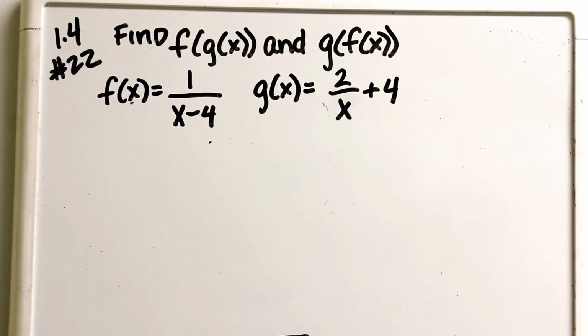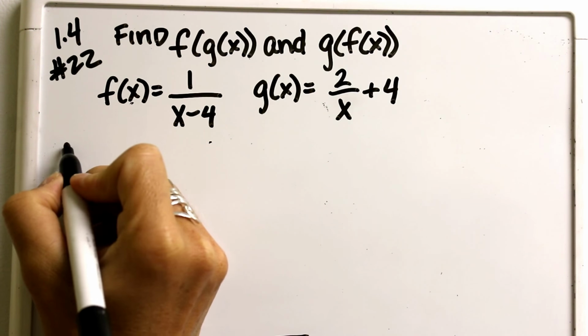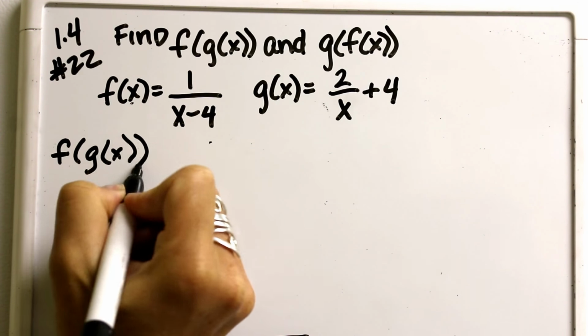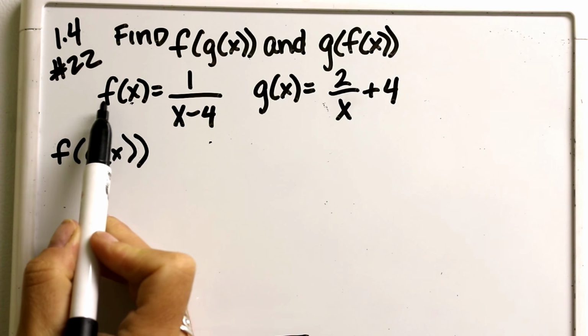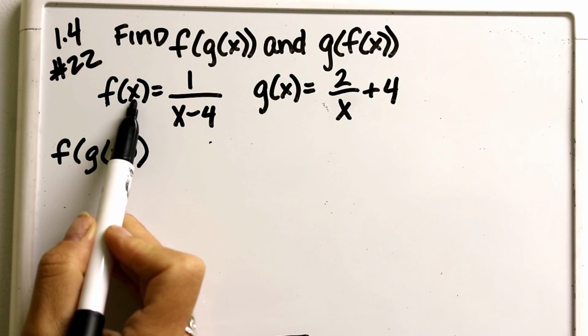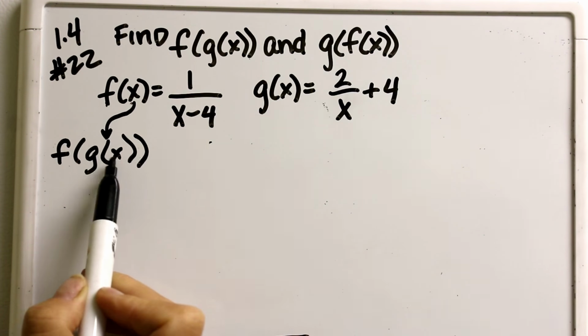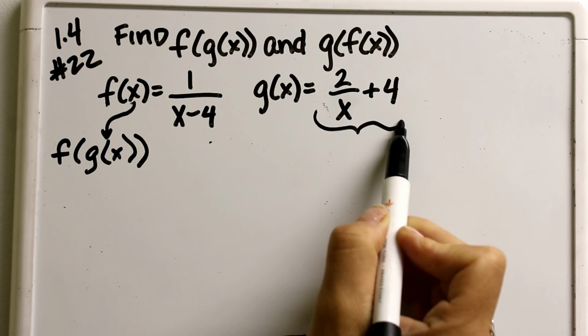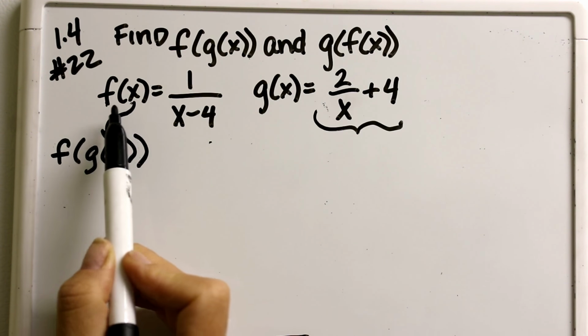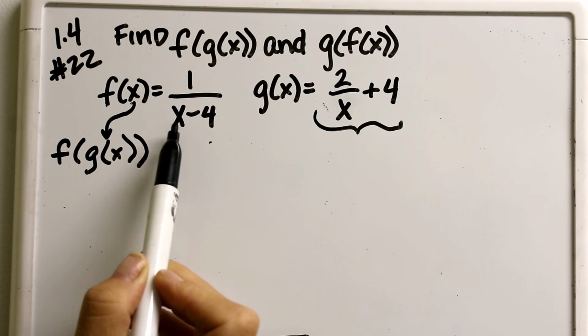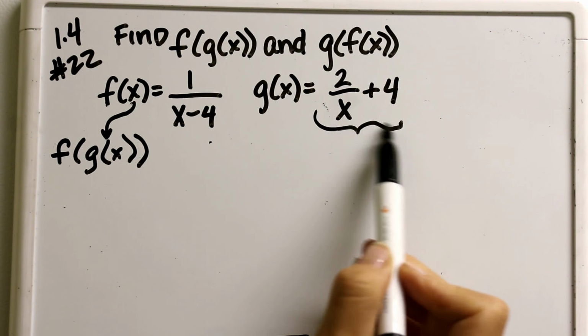In 1.4, number 22, we are asked to find f of g of x and g of f of x. To start, if we were finding f of g of x, you can see we are normally used to seeing f of x, but in place of the x, they have put g of x. That is this entire function. So, in place of this x, in our f function, we are going to put the entire g function.